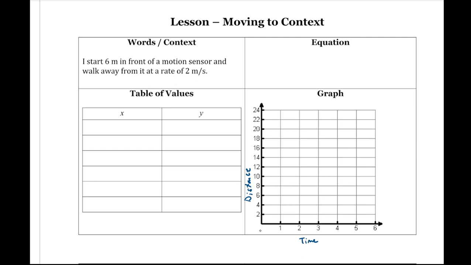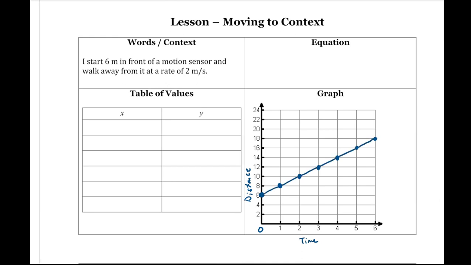So when the time is 0, or at the start, I am 6 meters away. So I should have a point here. Now if I walk away from it at a rate of 2 meters per second, that means after 1 second, I've gone 2 meters further, so I'm 8 meters away in total. 2 seconds, it's 10 meters. 3 seconds, it's 12, 14, 16, 18, and so on.